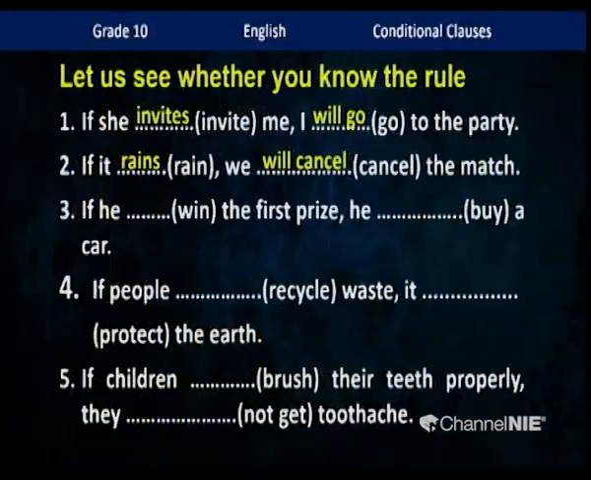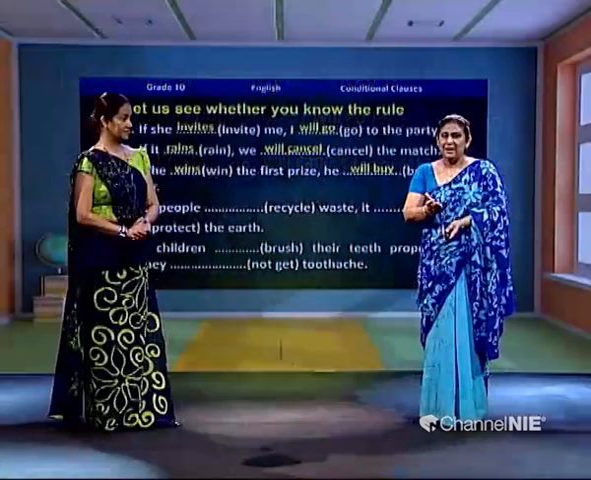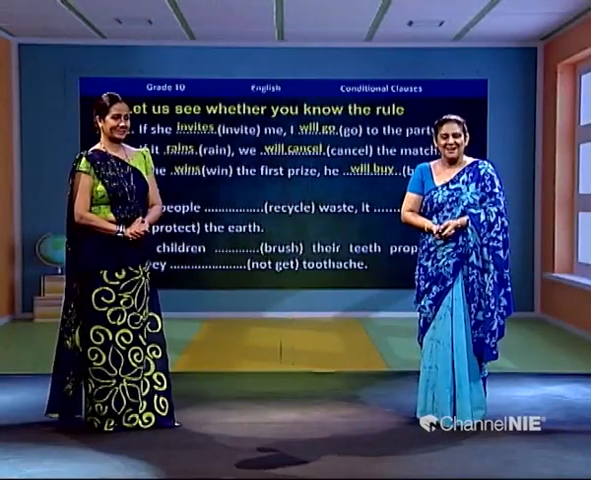Yes. Let us move on to the third one now. If he win the first prize, he blank buy a car. If he, you know the rule, children, if part, simple present. So here you have to remember he, so then it should be wins. If he wins the first prize, he will buy a car. Yes, that is possible. If he can win and then he can buy a car.